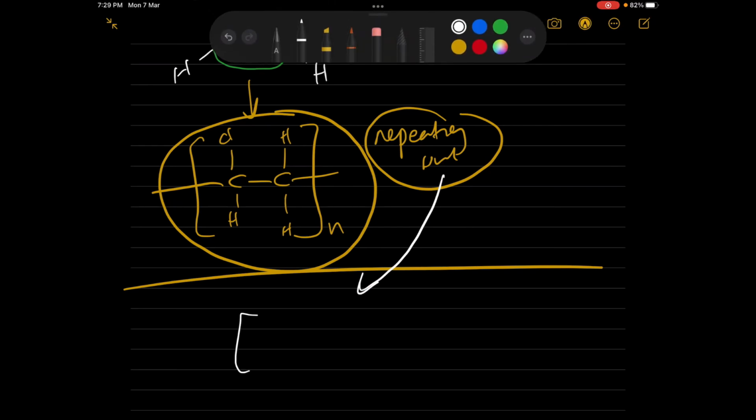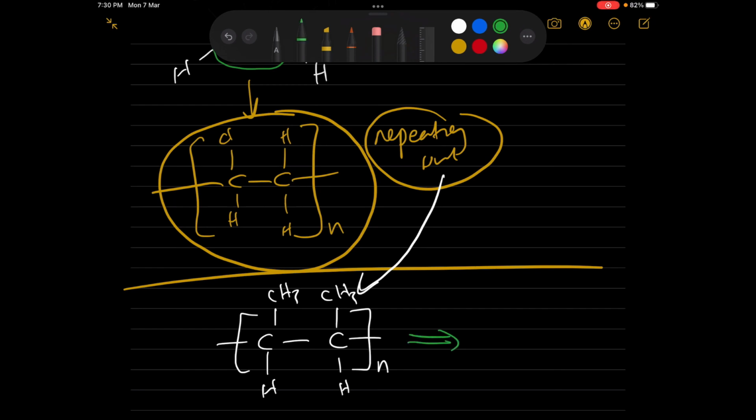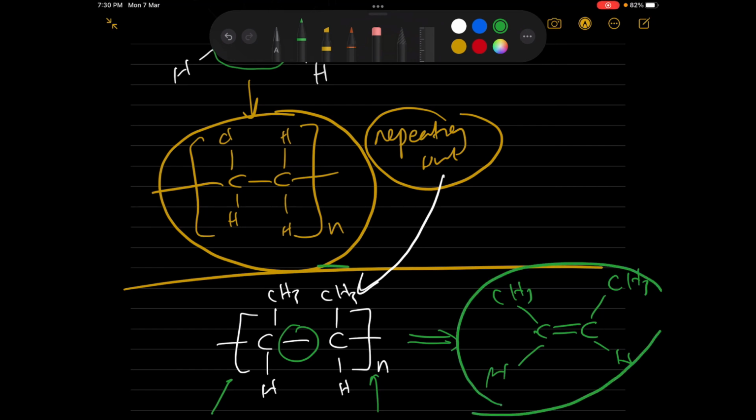If I give you this repeat unit, and it contains C, and we have C, and here we have CH3, here we have CH3, and here we have hydrogens. If I ask you to draw the monomer of this one, you just remember that first you have to remove the square brackets. Then you have to show the double bond if you want to change it from repeating unit to monomer. You make a double bond here, you have CH3 here, and you have CH3 here. You have hydrogen and hydrogen. So this is the monomer, and this is the repeating unit, and that's it.